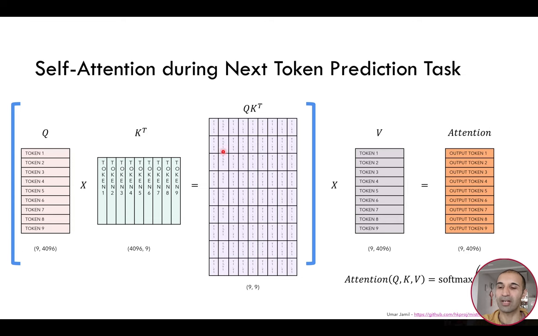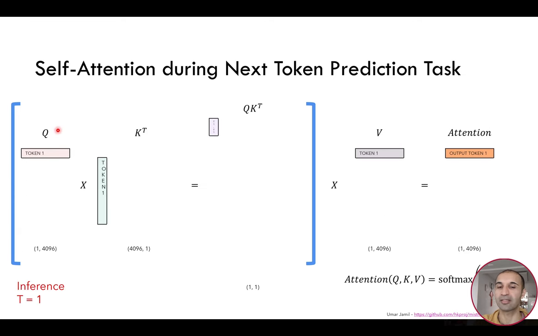So when we inference a language model, we start with our first token, which is the start of sentence. This is one token represented by an embedding of size 4096. We multiply it by the transpose of the keys, which is again one token. It's because it's a self-attention, so the query, the key, and the value are the same matrix. So this is just the transpose of the query, basically. And so it's a column vector, and it will produce a one-by-one matrix. We multiply it by V, and it will produce an output token.